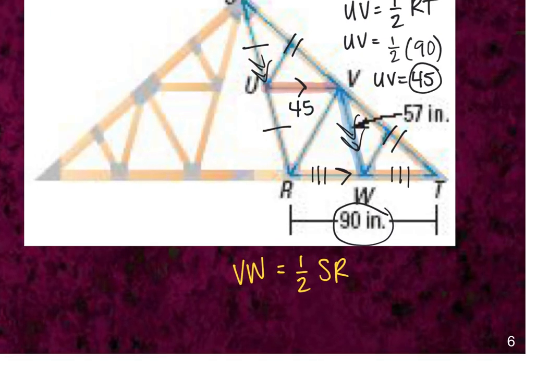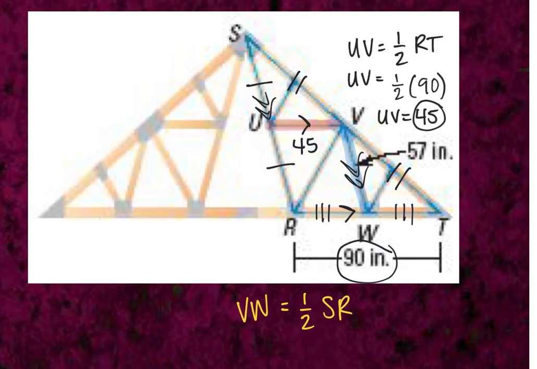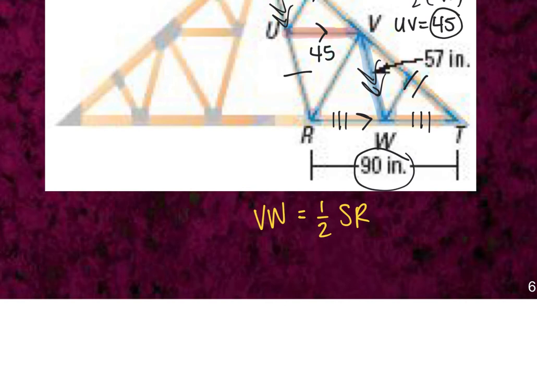How would we do that? Times 2. Yes, just multiply it by 2. So we're going to plug in VW, which is 57. So we get 57 equals 1/2 SR, and you just multiply everything by 2. 57 times 2 is going to give me 114 equals SR.